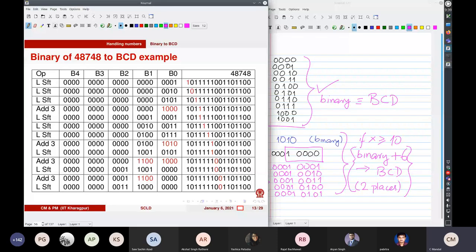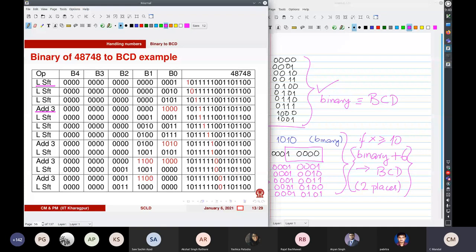So you shift the next bit, of course. This is the result of adding 3 and then the result of the left shift. We are just indicating the operation here. L shift is left shift, and add 3. These are the two operations: you either shift or you add 3. And you add 3 whenever the BCD number becomes greater than or equal to 5. Those are shown in red. Alright, so can you do the next step?